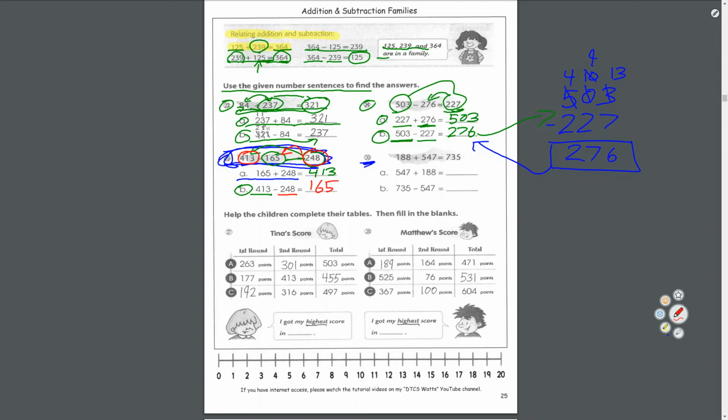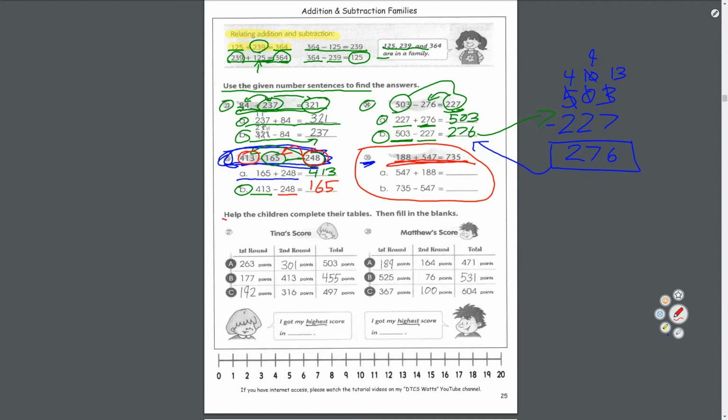Okay? Try 26 by yourself. And remember, you don't actually need to do the math. You just got to think about the addition family. They're mixing up the numbers. What will the answer be? It's going to be the leftover number, right?